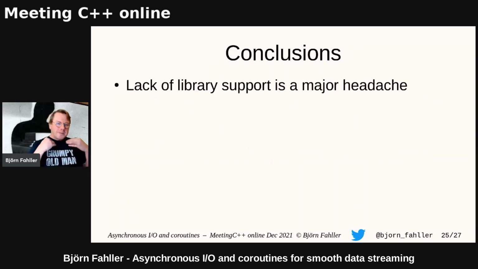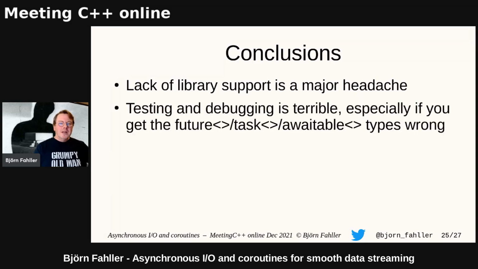So some conclusions here. The lack of library support is super much a headache. There's just no way around that. And testing and debugging is absolutely terrible, especially since you write your own types for a future and task and awaitable, and if you get them wrong, it can be extraordinarily difficult to understand what the problem is.